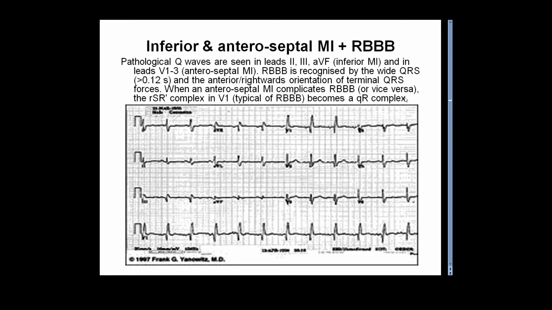When an anterior septal MI complicates right bundle branch block, or vice versa, the RSR complex deformation of QRS in V1, typical of right bundle branch block, becomes a QR complex.